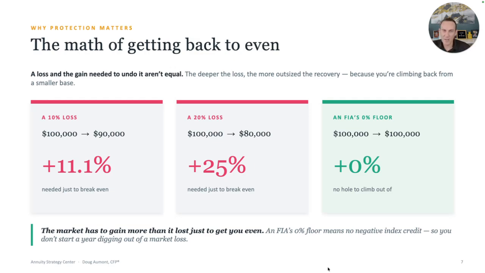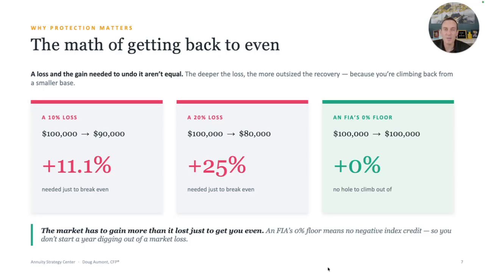So if you look at, in the first example, a 10% loss, which generally happens with regularity, honestly. $100,000 drops to $90,000. You need more than a 10% gain to get back to even. The math works out to just over 11% being needed to get you back to square. When the losses are more dramatic, the recovery also needs to be more dramatic. So in this case, a 20% loss, you started with 100,000, you've now dropped to $80,000. You would now need a 25% growth in the market just to get back to even.